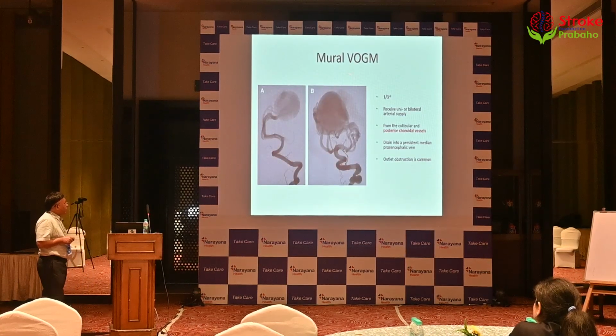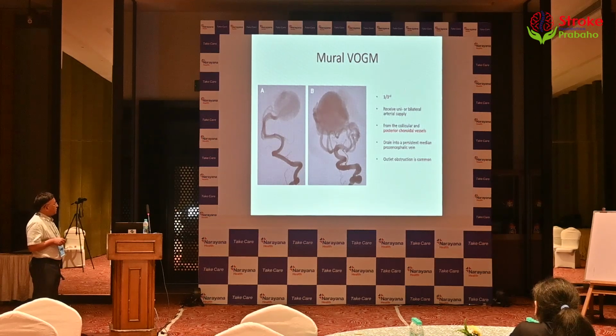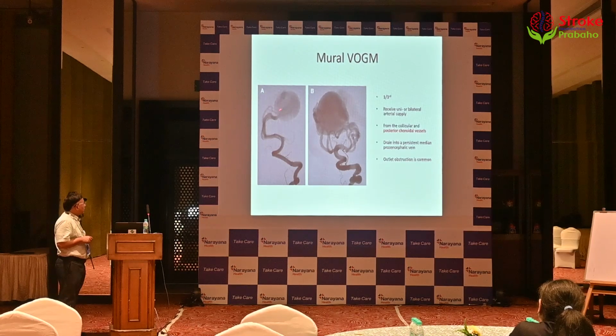So mural type vein of Galen malformation occurs in 1/3 of the cases. They receive unilateral or bilateral supply, and predominantly they receive supply from the posterior choroidal artery only, and they drain into the dilated prosencephalic vein. Outlet obstruction is quite common. So mostly it is a fistulous type of connection between the posterior choroidal artery and the persistent prosencephalic vein.